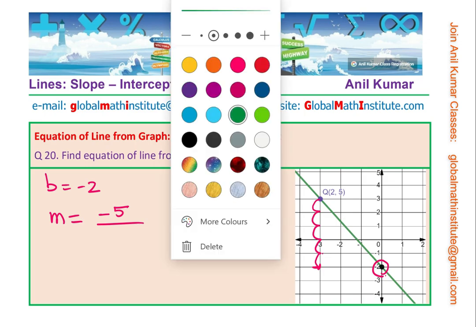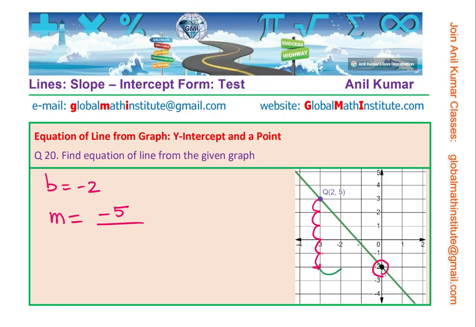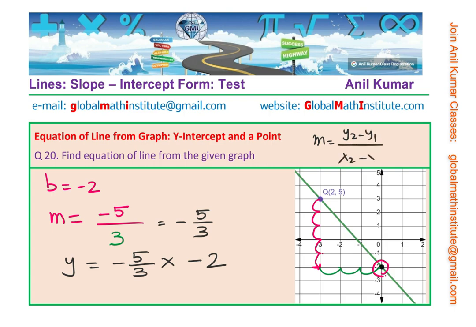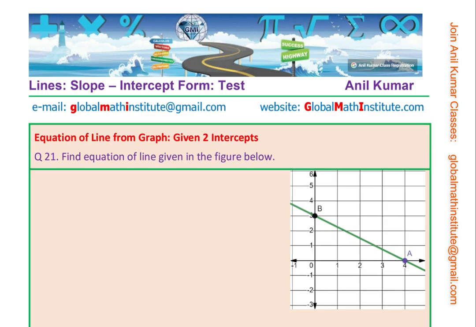Makes sense? And now let's try to reach the point, right? 1, 2 and 1, 2, 3. So 3 to the right. So we get our slope, which is equal to minus 5 over 3. And therefore, the equation is y equals minus 5 over 3 x minus 2. Does it make sense to you? Do you see, I did not even use the formula y2 minus y1 over x2 minus x1. Since, when the graph is given to us, we can read the values directly, right? Makes sense, right?